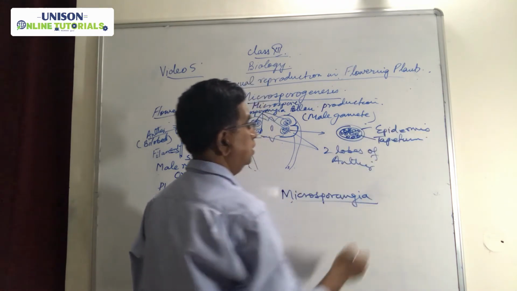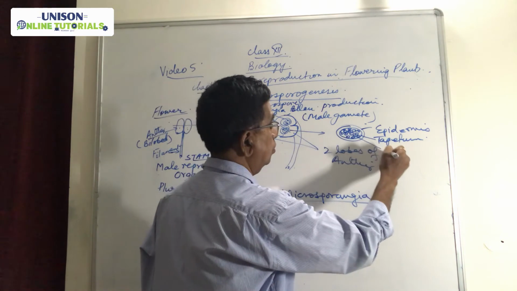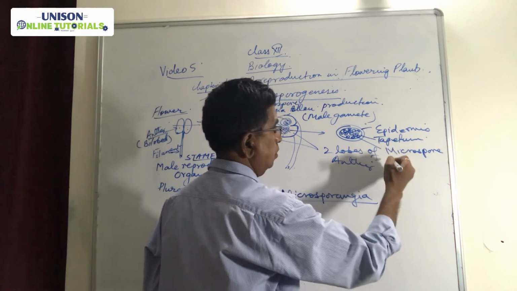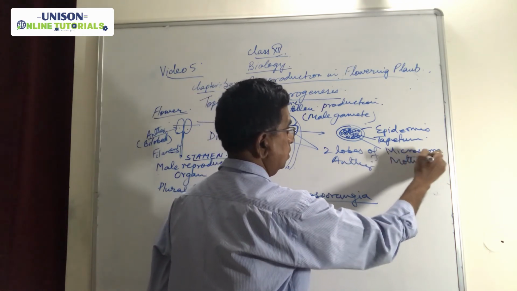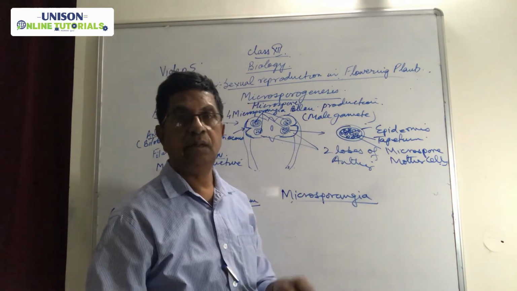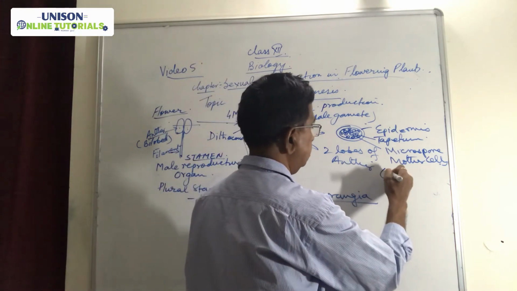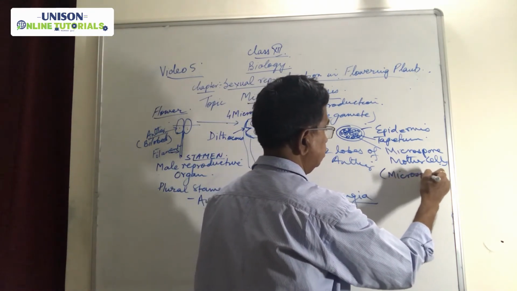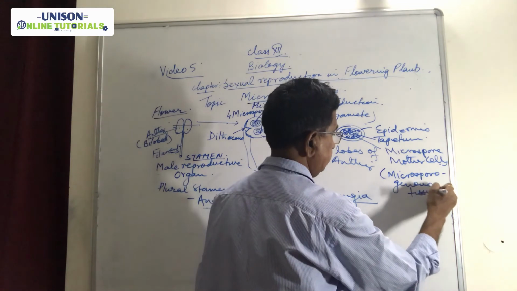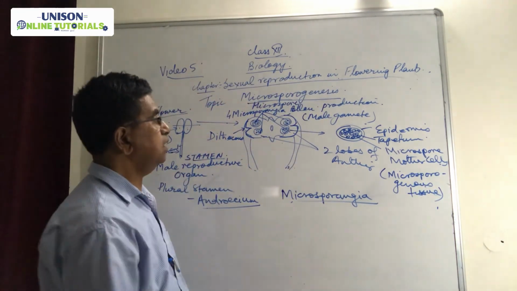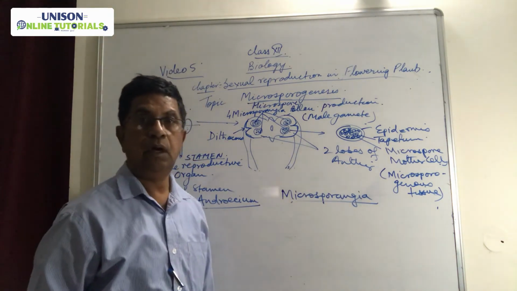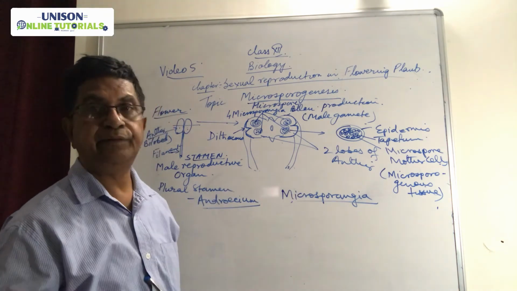And inside the microsporangia there are microspore mother cells. These microspore mother cells are in large number, in the form of a tissue which is known as microsporogenous tissue. So inside the microsporangia there is microsporogenous tissue. Now we will see how the microspore is formed.